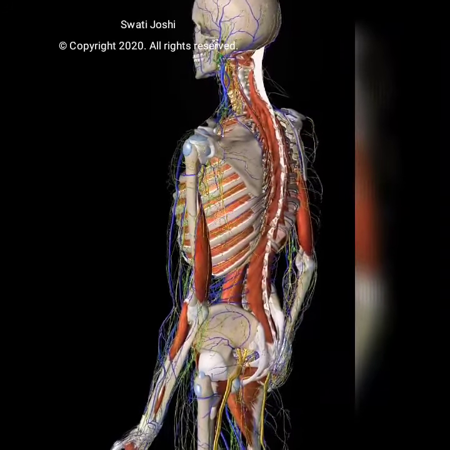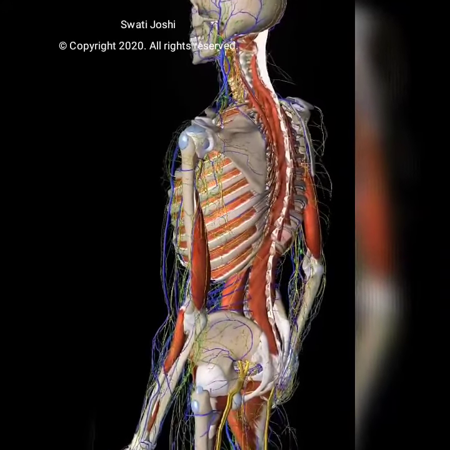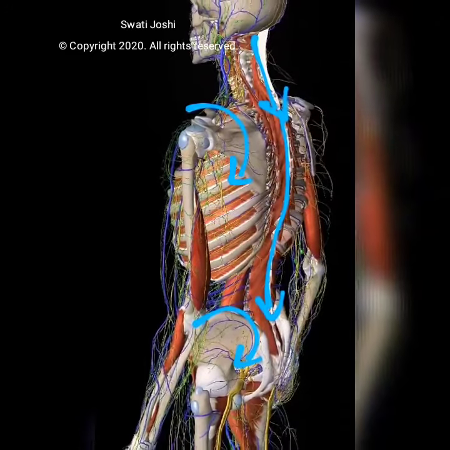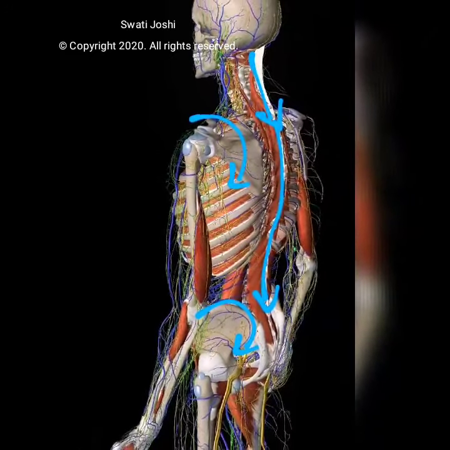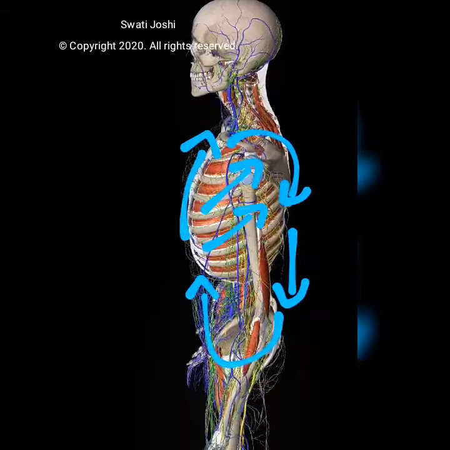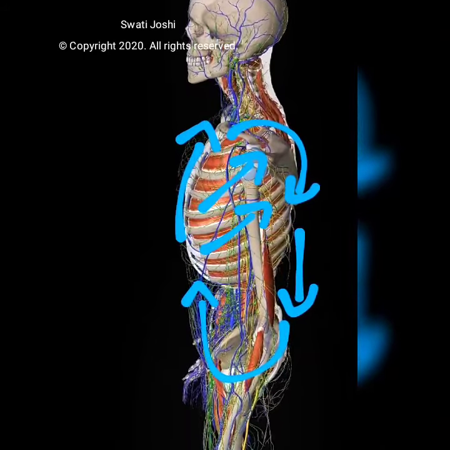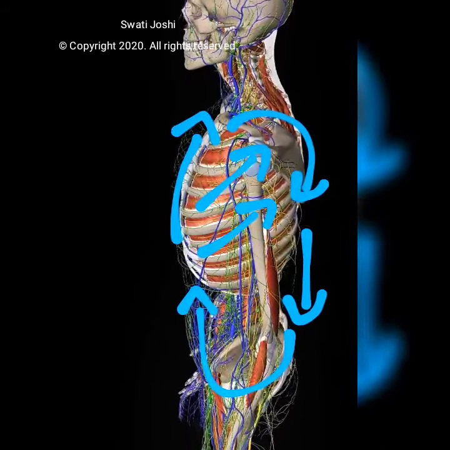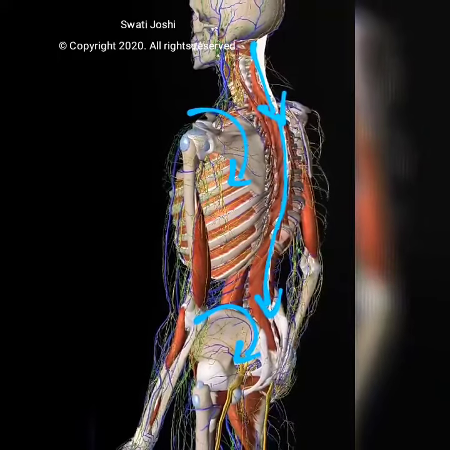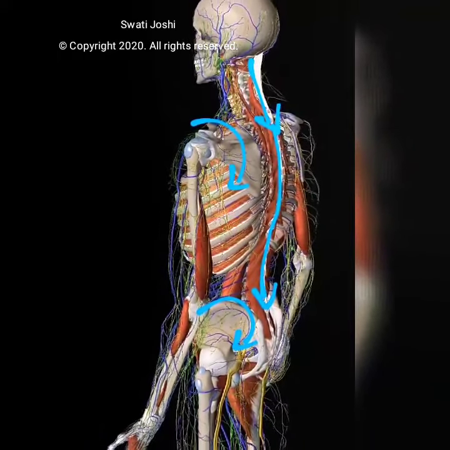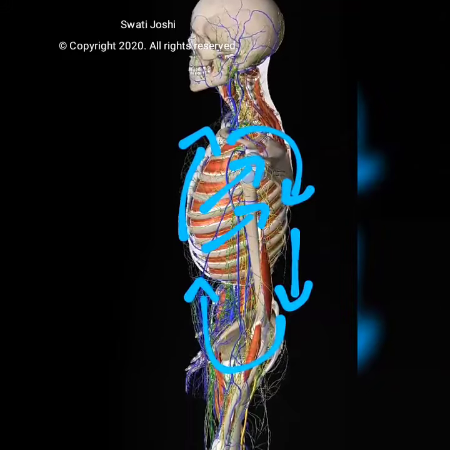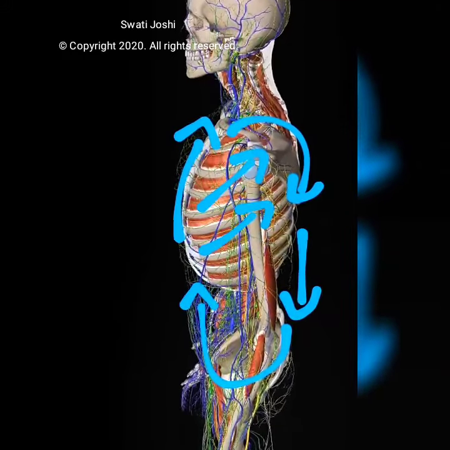For smooth movement of this central axis, it is very important to rotate the shoulder girdle and pelvic girdle, and that is the anteversion of pelvic girdle and retroversion of shoulder girdle, which is very important. Flow of movement of musculature is always a very important factor.